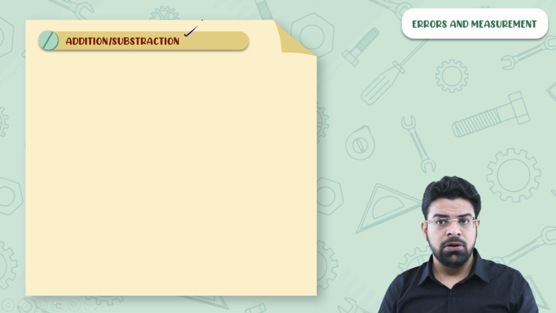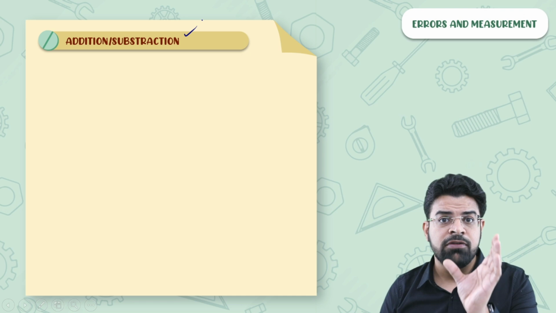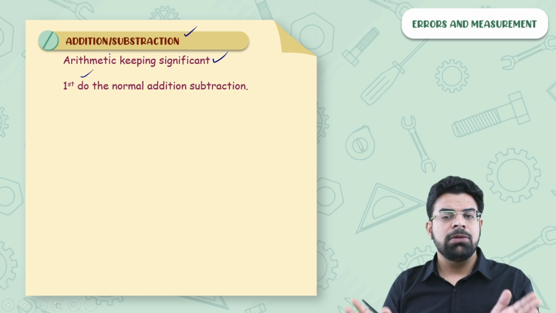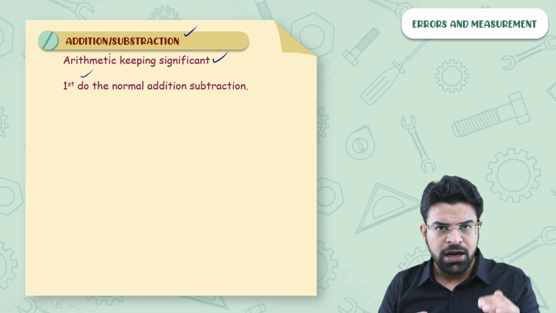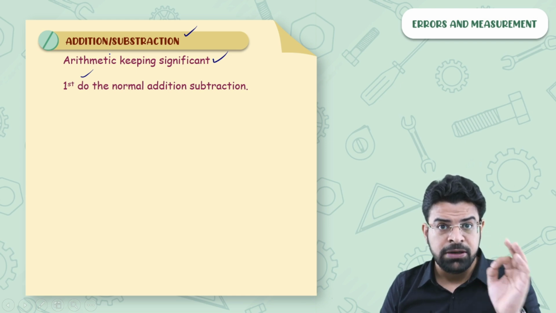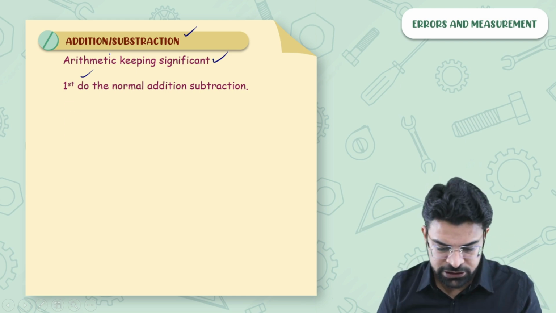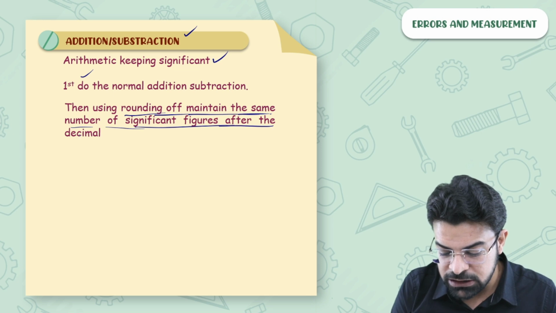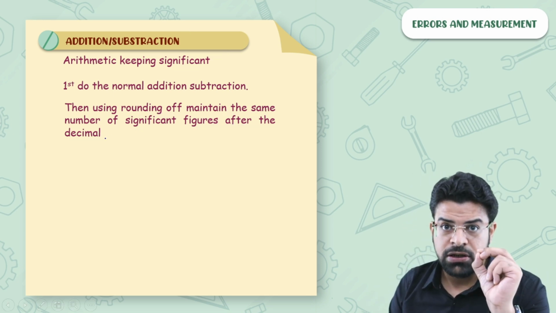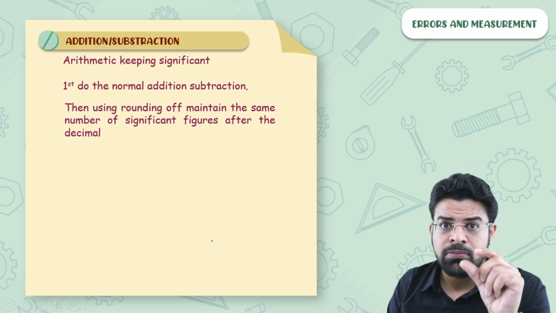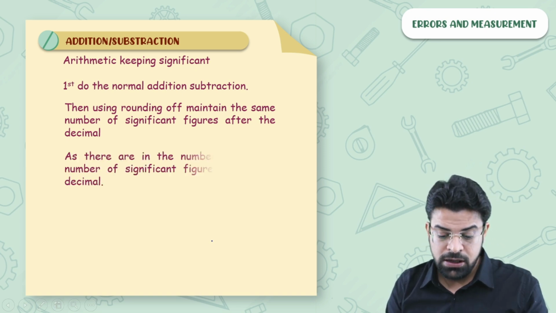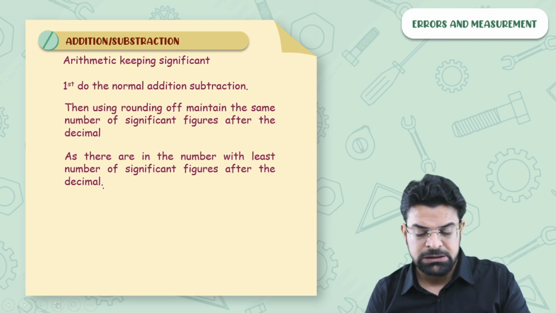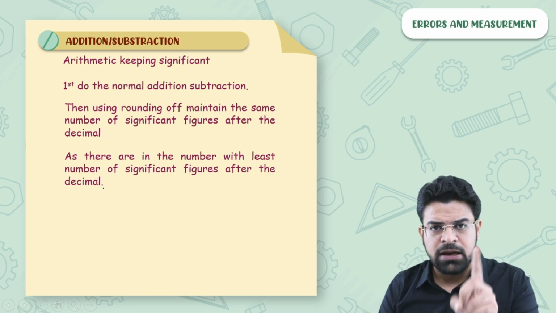Let's move on. How do you add or subtract quantities keeping significant figures in mind? So, arithmetic keeping significant figures in mind. First, do the normal addition or subtraction. Then, using rounding off, maintain the same number of significant figures after the decimal as there are in the number with the least number of significant figures after the decimal. Sir, I haven't understood. We will read it once more and then we will practice the example.